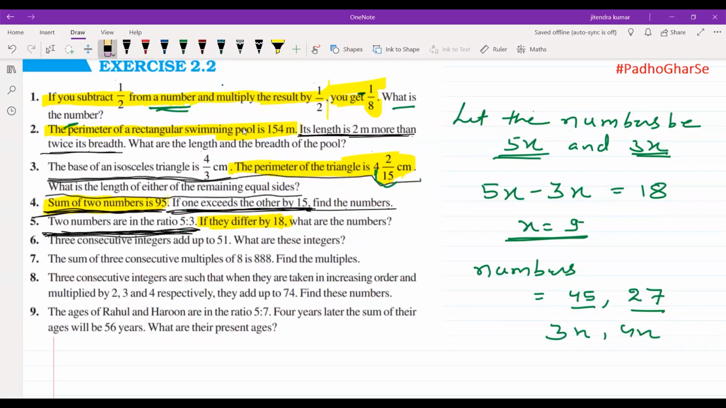And sir, do we always subtract? No, that is not so. That depends on the second line. It is written in the second line, right?